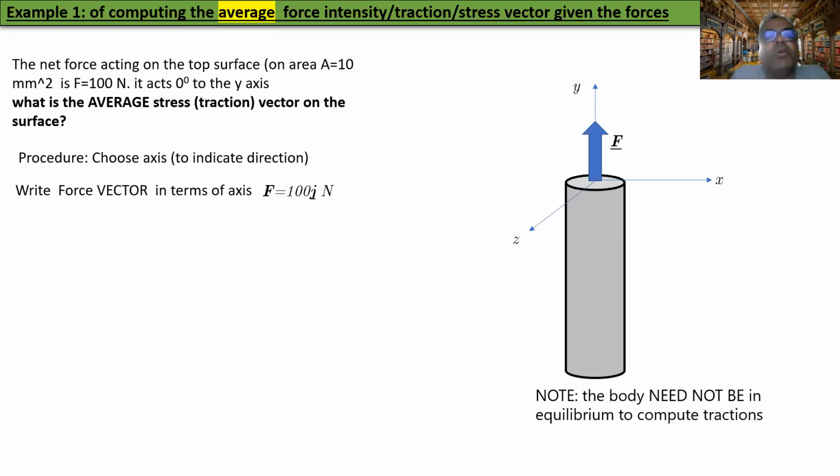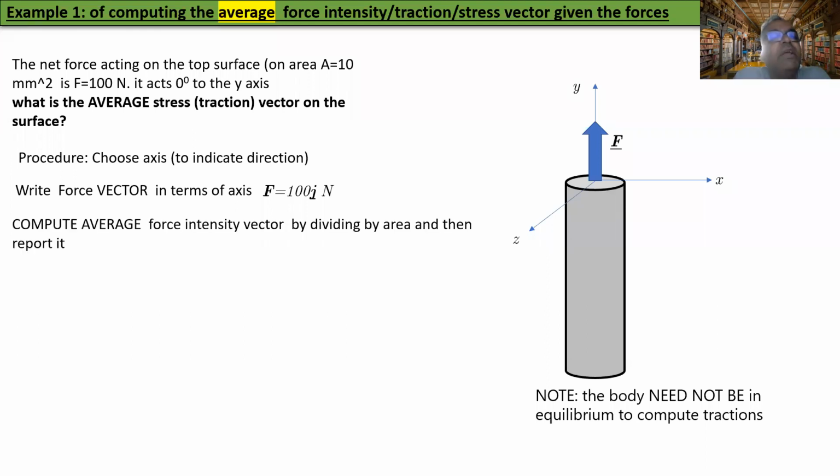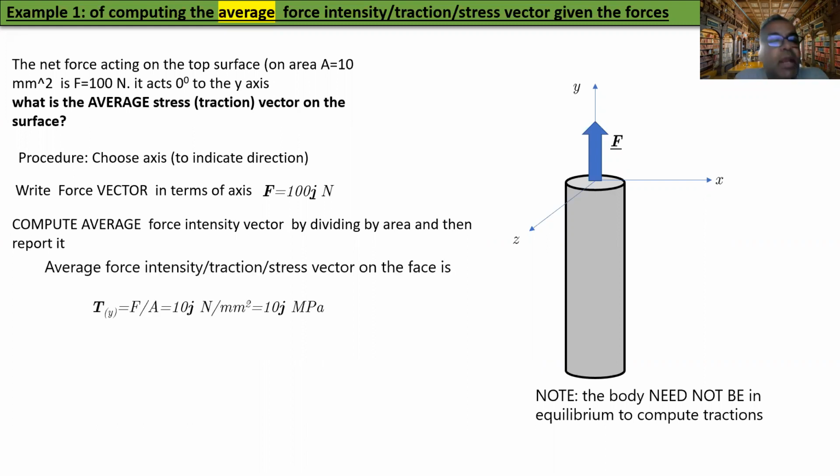Write the force vectors in terms of our chosen coordinate system. In our case, our force vector is 100 j newtons. Compute the average force intensity vector by dividing by area, and then report it. That's all. So we compute F over A. Please remember, notice that the result is a vector. It says 10j because area is 10, F is 100, so 100 over 10 is 10, and then the direction is j. So the traction vector or the force intensity vector on that surface is 10j megapascals.